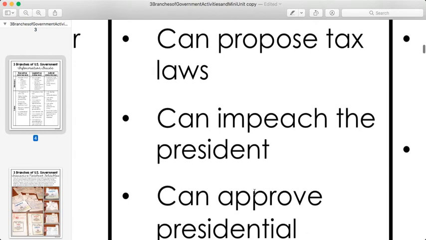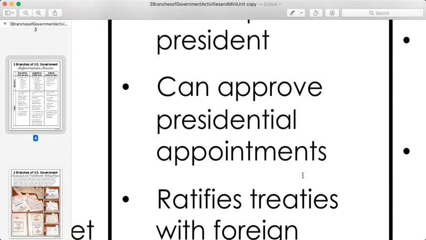branch. So they can propose tax laws. This branch is in charge of writing laws. And the second thing that they do is they can choose to impeach the president, meaning if the executive branch is not doing a very good job, if they're doing something illegal, the legislative branch can make the choice to impeach the president, which means to vote him out of office.